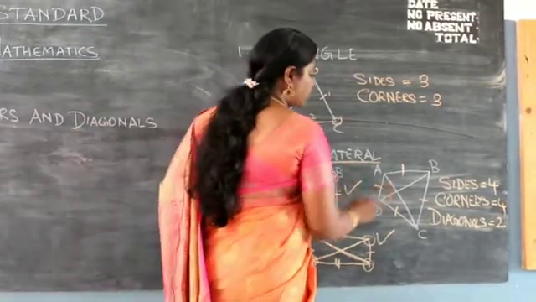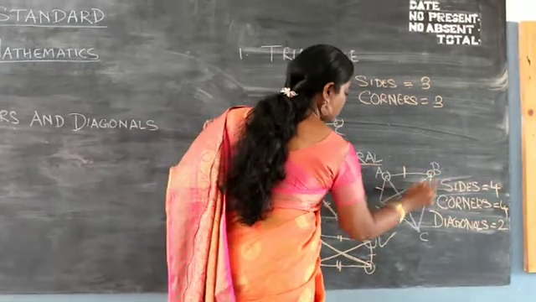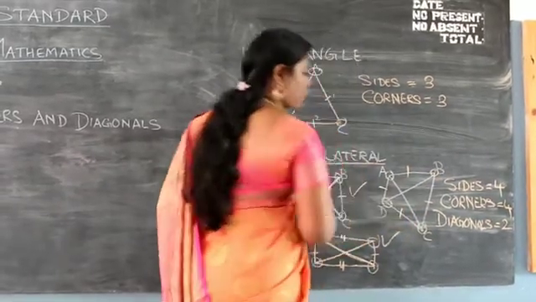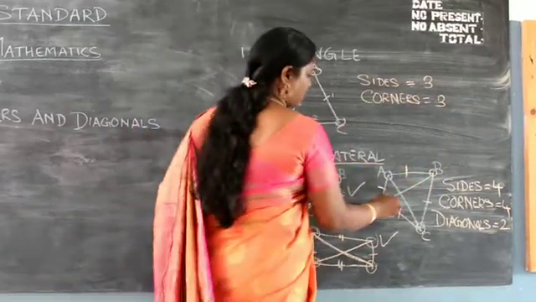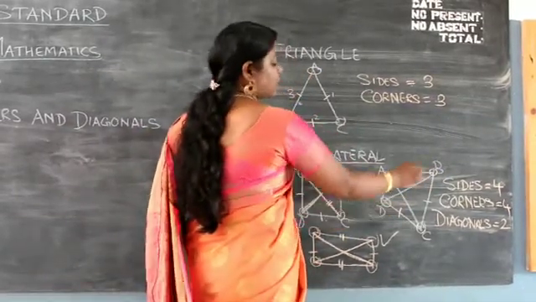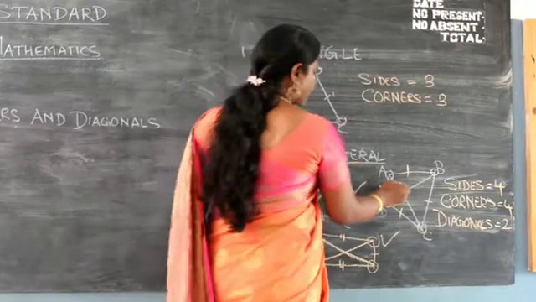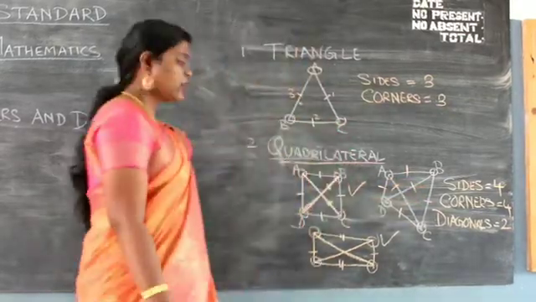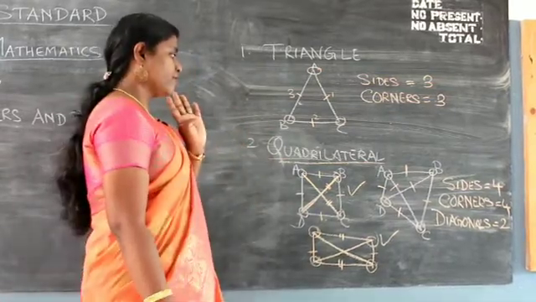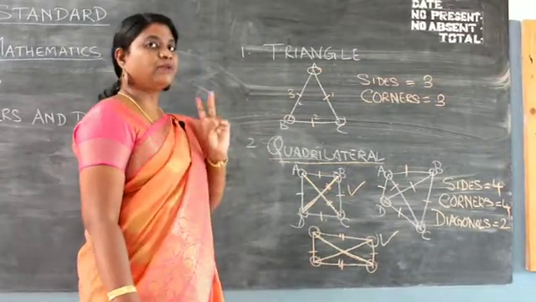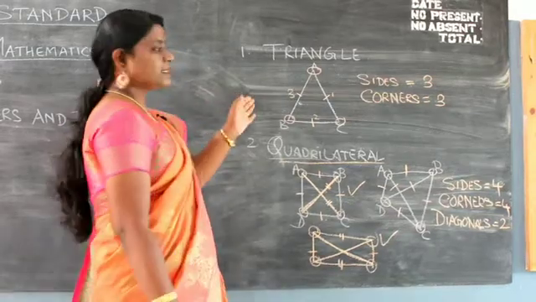Now, how many corners do we have? We have 1, 2, 3 and 4. 4 corners. And again, if you see from that corner to this corner, when I stretch a line, it is called a diagonal. So here we have again 2 diagonals, right? For any quadrilateral, you're going to have 4 sides, you're going to have 4 corners, and you're going to have 2 diagonals.